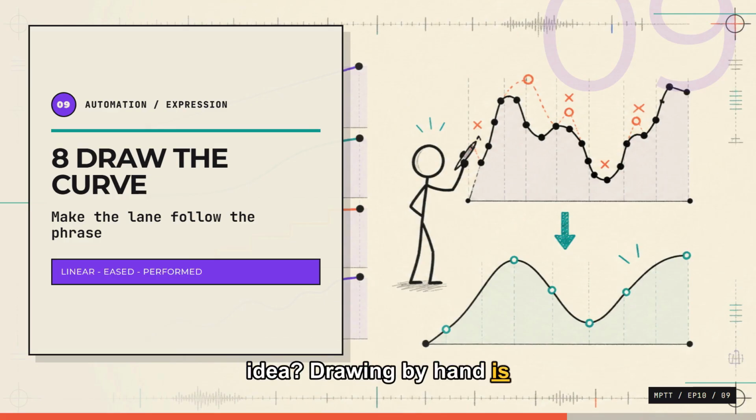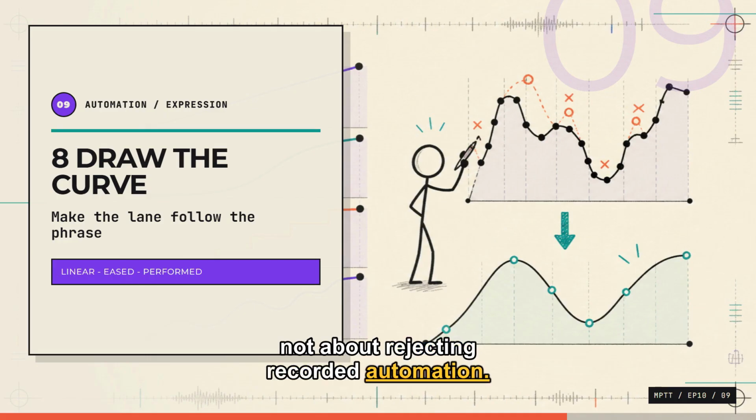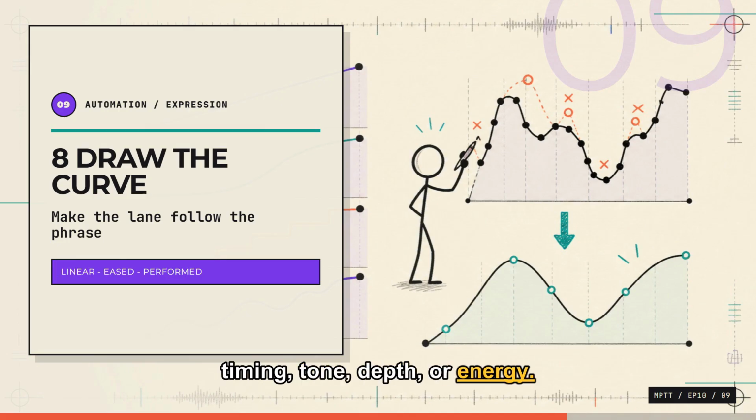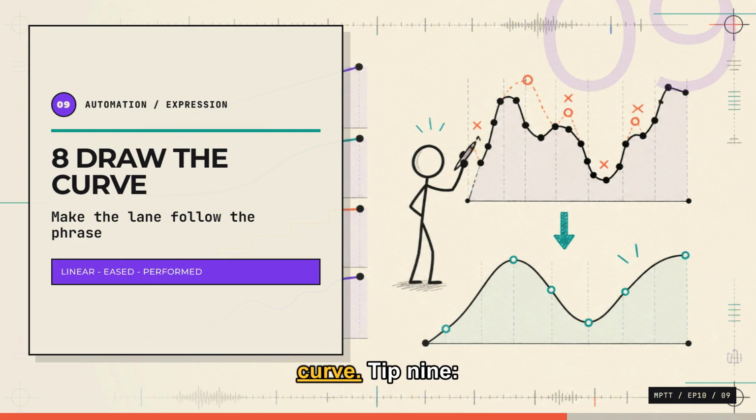Drawing by hand is not about rejecting recorded automation. It is about taking responsibility for the final shape. Every point should help timing, tone, depth, or energy. If deleting 3 points sounds the same, keep the simpler curve.